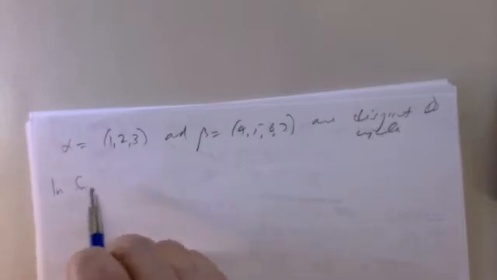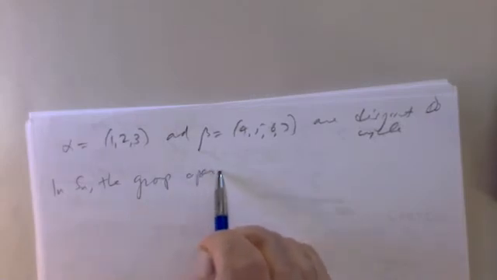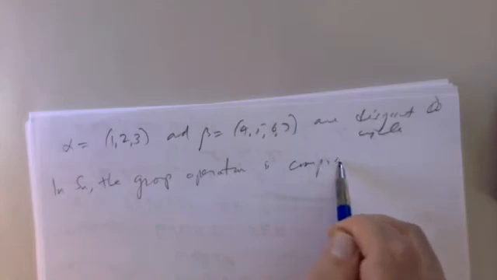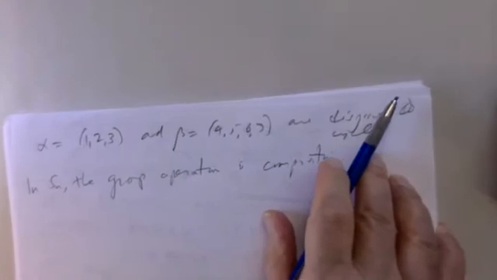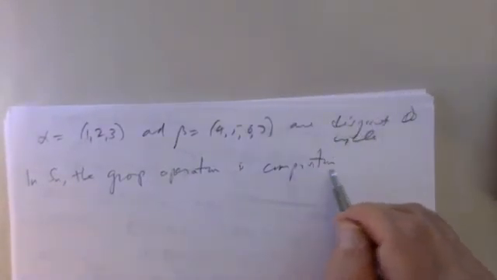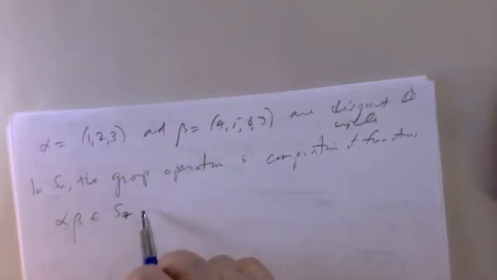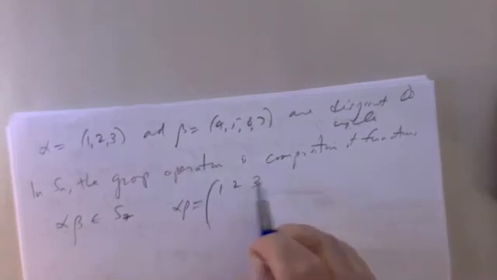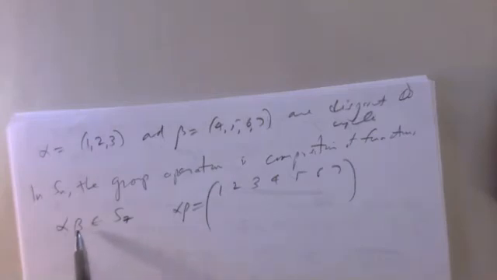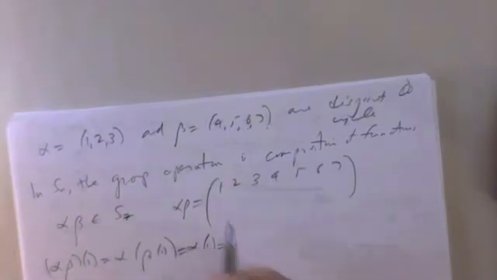Now remember, in S_n the group operation is composition. A permutation, again, is just a one-to-one and onto function from the set to itself, so the group operation is composition of functions. So what is alpha times beta? This is going to be a permutation in S7, because these are permutations of the first 7 integers. If I write it in the standard way, let's see, alpha beta of 1 means alpha of beta of 1. But 1 is not one of these numbers, so beta of 1 is 1, and alpha of 1 is 2.